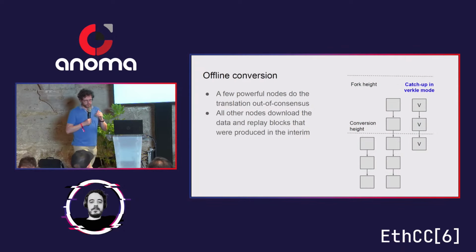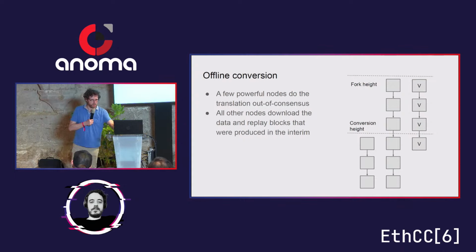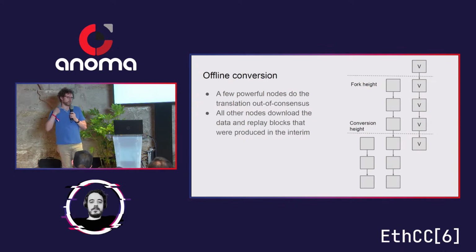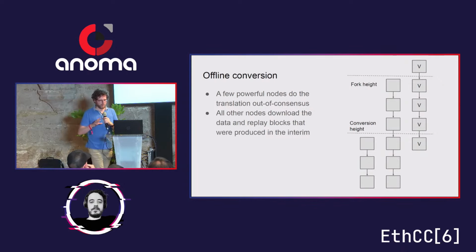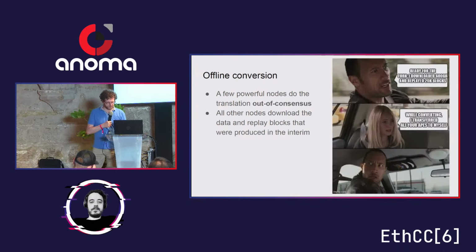And then, when the data has been downloaded by everybody else on the network, they replay the blocks to catch up with the head, and they have to do this before they reach the actual fork height, because when that happens, the Verkle tree chain becomes the official one. So even though there's been some kind of cheating, like a translation that is not really kosher, we have to continue with this, and we give up, and the MPT chain dies out.